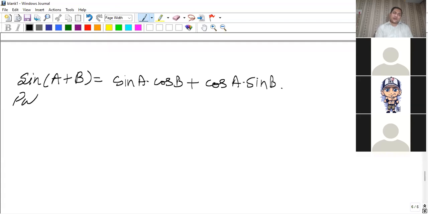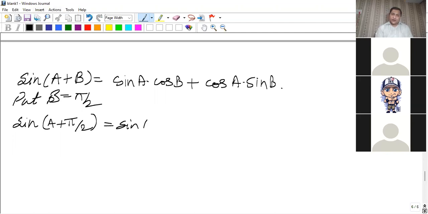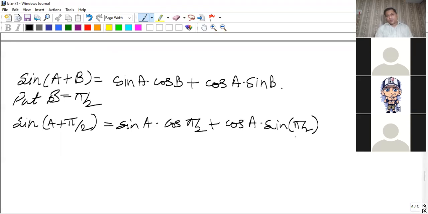Okay, sir. So again, what we'll do is put b is equal to pi by 2. If we put b is equal to pi by 2, what do we get here? Sine of a plus pi by 2. This is going to be sine a cos pi by 2 plus cos a sine pi by 2.